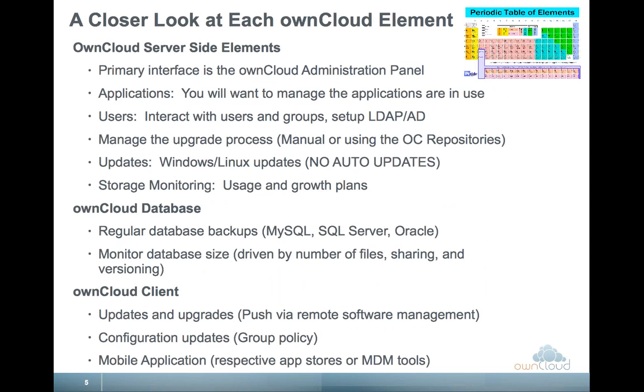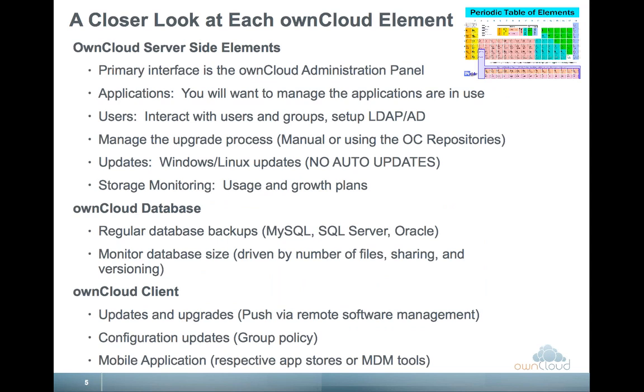Obviously, users are going to interact with the server through some form of integration with your existing authentication system. So do you want to use an LDAP or Active Directory backend? Do you want to use a Shibboleth or SAML single sign-on type of solution? So that's all configured at the ownCloud server side. This is also where you're going to manage the upgrade process. So you're going to manage how the software is updated and upgraded as ownCloud releases additional releases of the software, adds fixes and patches. You're going to do this all at the server level.